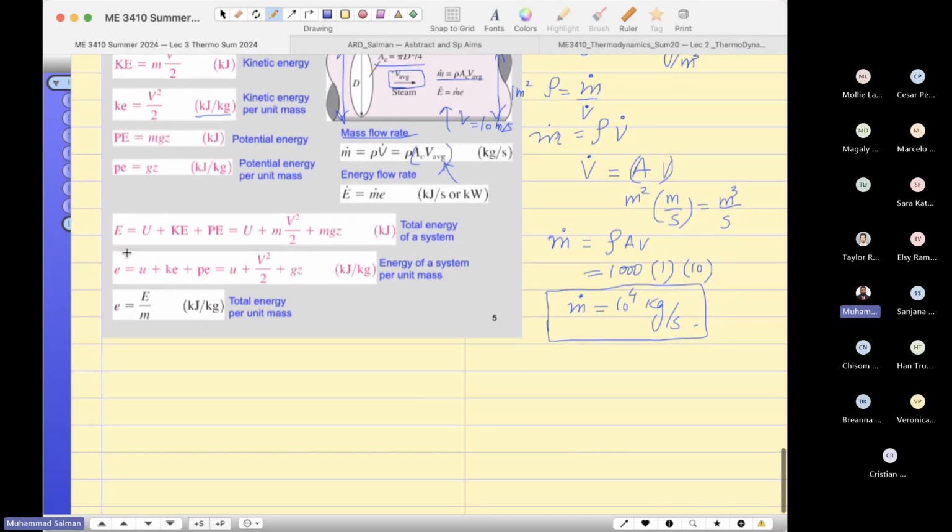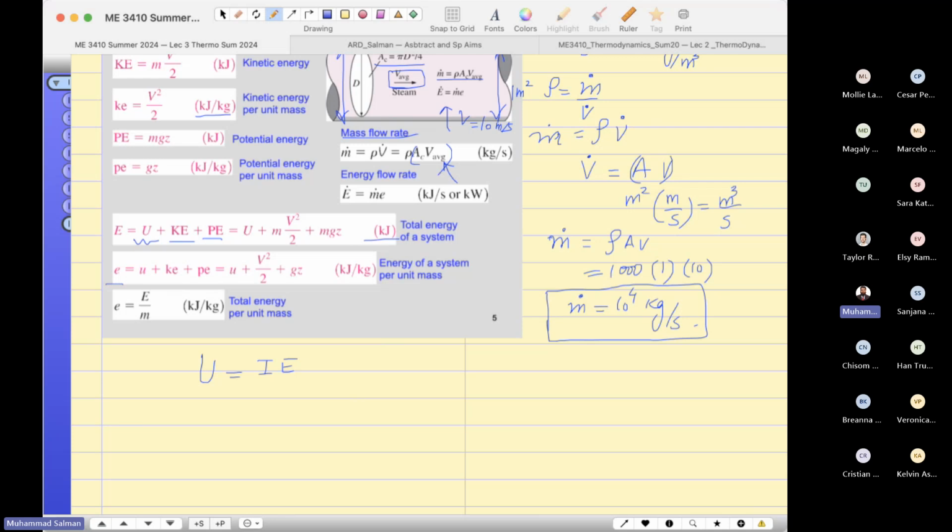Okay, the total energy including the internal energy. U stands for internal energy, and K is half mv square, P is mgz. This is the total energy without dividing it by the mass. And small e is U plus KE plus PE, and that's it. Okay, total energy per unit mass.